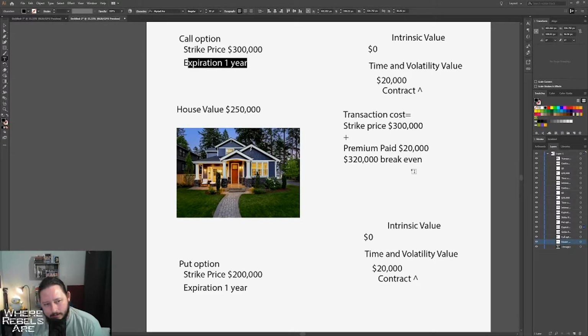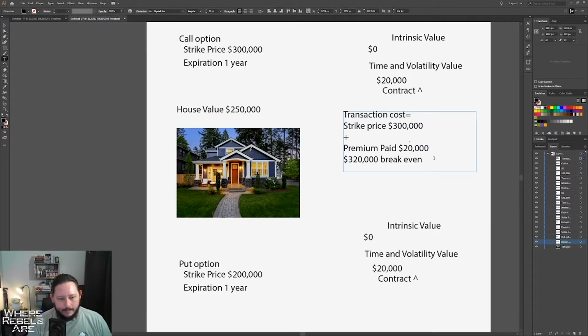Another thing to consider, your break-even is 320 because you paid 20,000 for the option. Your strike price is 300,000. You only make money if it goes over this number. So let's say it gets to 330. All right, high side, big increase, right? Price increase.